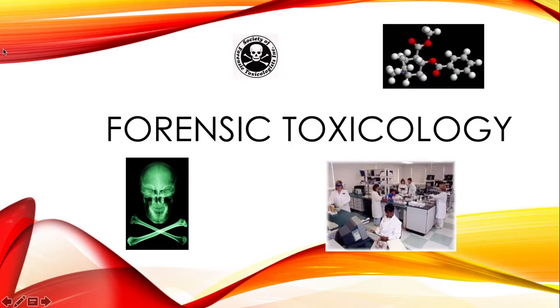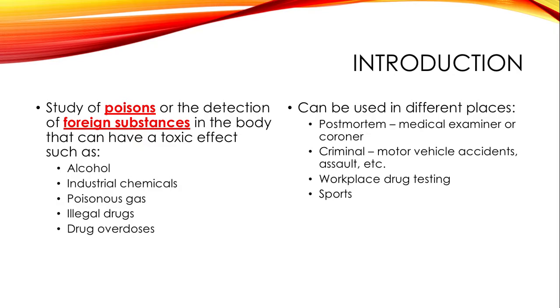All right, in this video, we are going to learn about forensic toxicology. As an introduction, forensic toxicology is the study of poisons or the detection of foreign substances in the body that can have a toxic effect. These include things like alcohol, industrial chemicals, poisonous gases, illegal drugs, and drug overdoses.